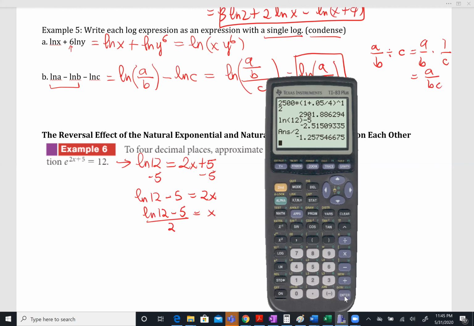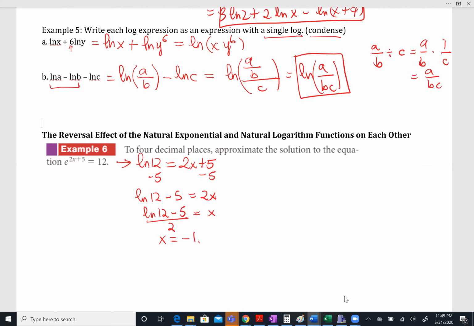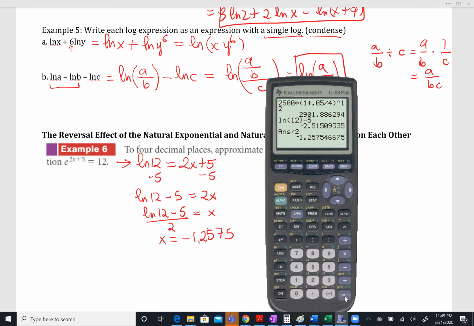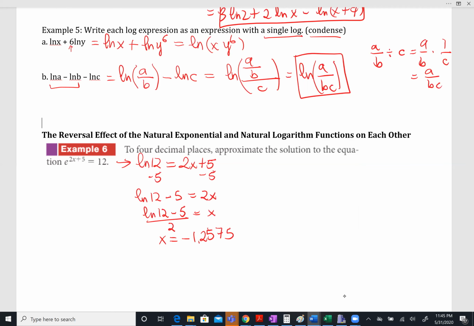And because they want 4 decimal places, I'm going to round it to 4 decimal places, which is negative 1.2575. So x will be equal to negative 1.2575. I'm going to change it to approximately. Okay. So this is going to be the answer.